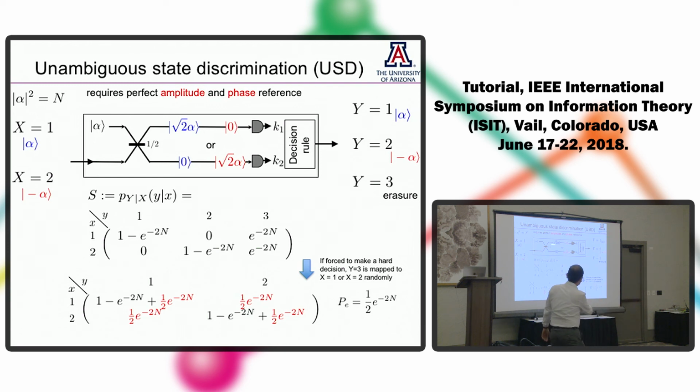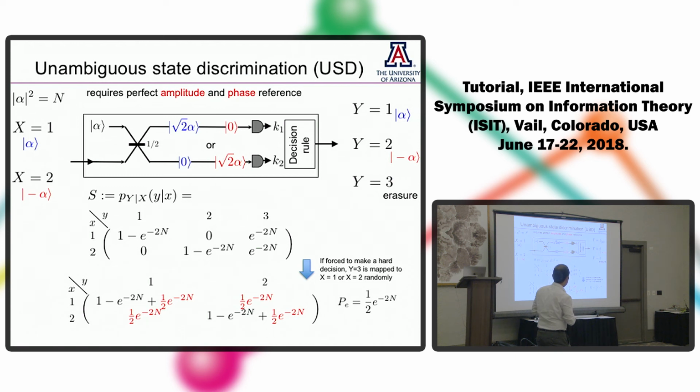But if you built this detector with a simple beam splitter and 2 detectors, if this detector clicks, what does that tell us? It tells us that the click has to have come from this alpha pulse, because if minus alpha was sent, then this mode will have no photons in it. So any of those detectors clicking will tell us exactly which one of the inputs was sent. But with a probability e to the minus 2n, I will not get anything. I will get an erasure outcome.